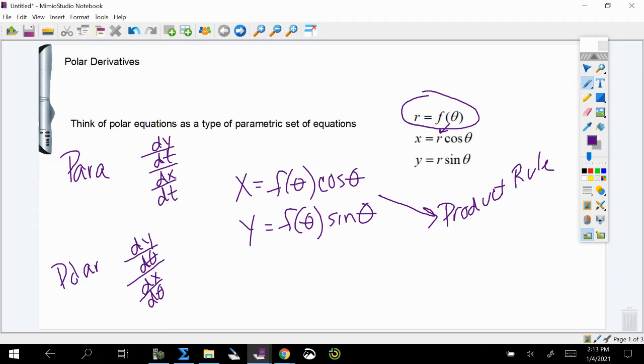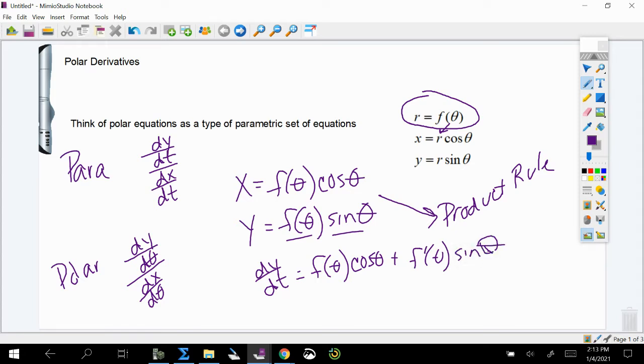So when you're taking the derivative, for example, of the y piece, your dy d theta, you can think of it as first times the derivative of the second. So first times the derivative of the second, derivative of sine is cosine, plus second times the derivative of the first, derivative of f, we're just going to call it generically f prime, times sine of theta. And then your dx d theta, I wrote dt, I should write d theta. Got to get in the habit of putting thetas.